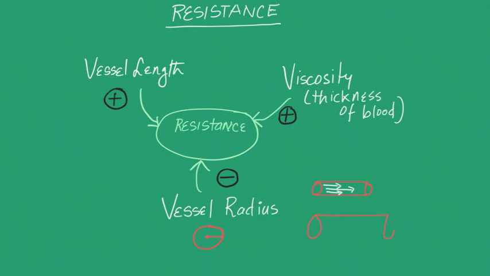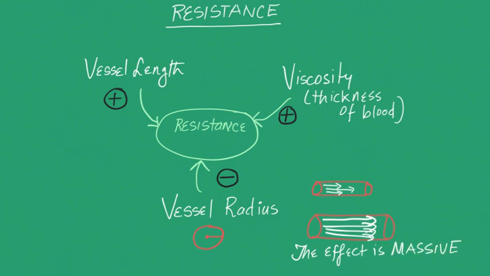flow is much greater. Here's a tiny blood vessel showing a certain amount of flow. If this blood vessel is widened, the flow increases dramatically. So vessel radius has the most profound effect on resistance, which means it has a profound effect on flow, because when resistance decreases, flow increases.